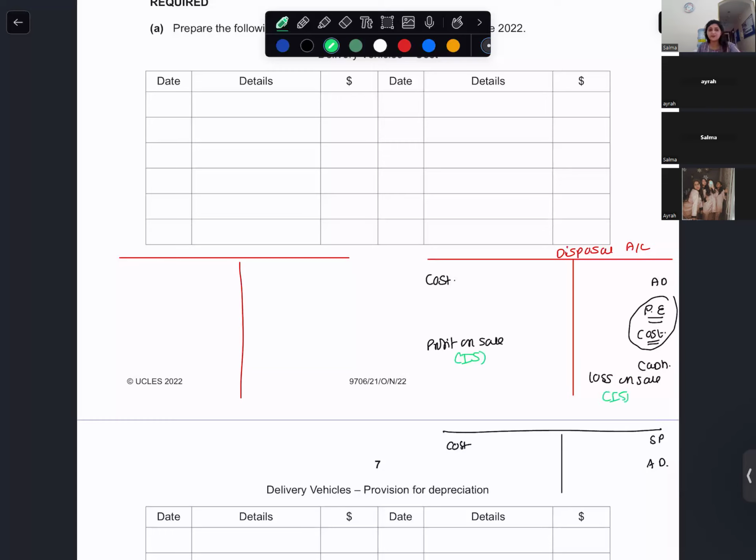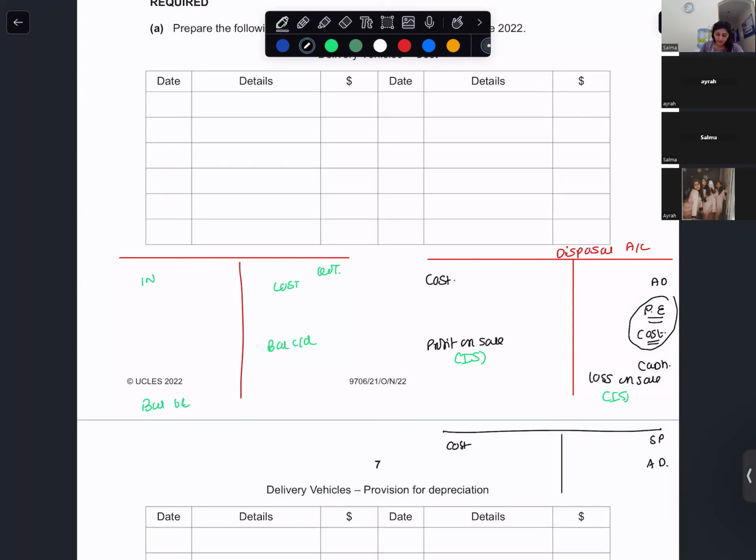Can you give me the rule for your asset account? Whatever comes in is at cost and whatever goes out is at cost. So the balance is on the debit side. Then if you dispose anything, it'll be on the credit side. So whatever comes in will be at cost, whatever goes out will be at cost.